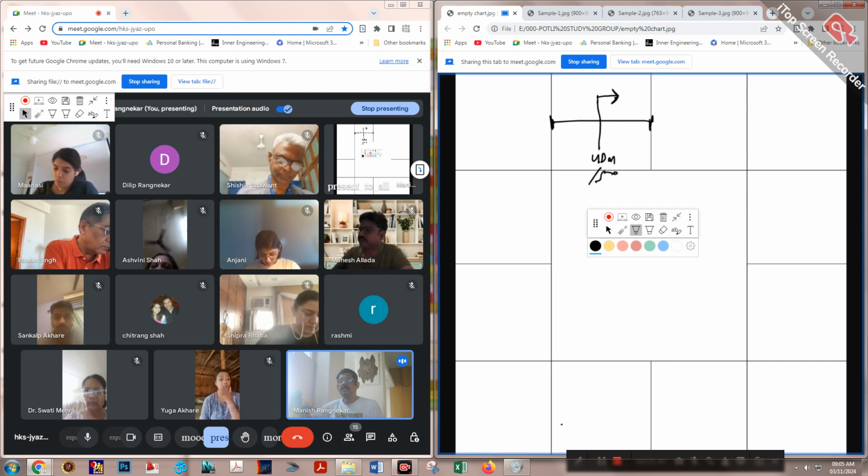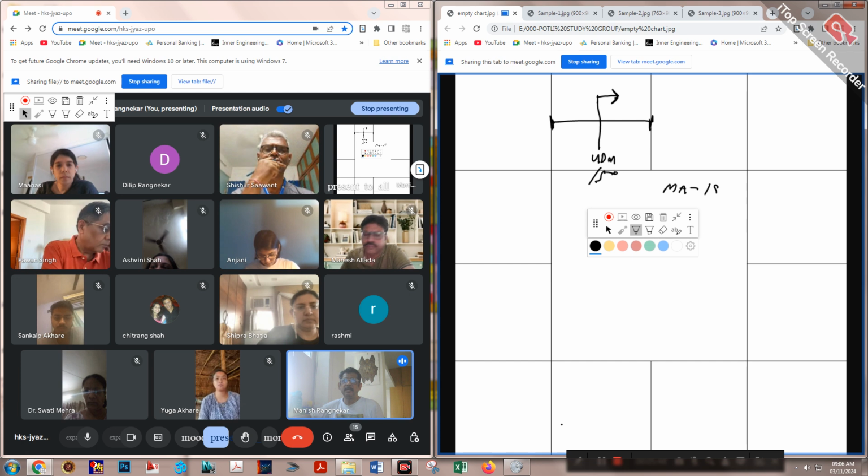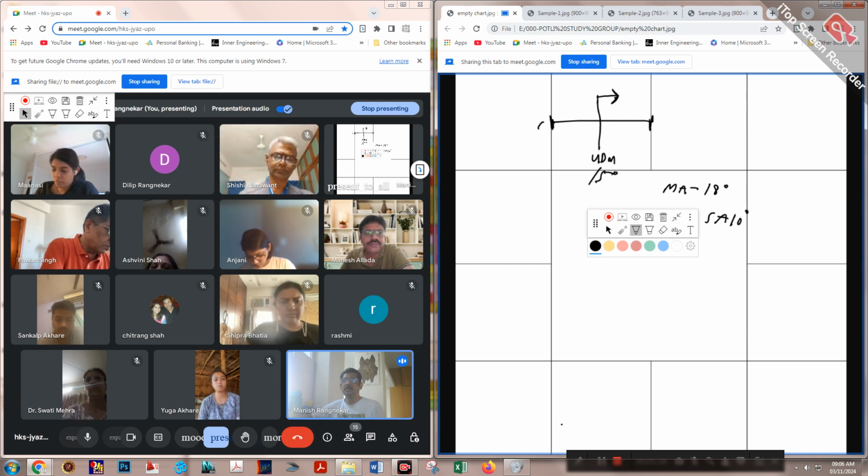Now let us say there is a planet, I am saying Mars is in Aries at 18 degrees, and there is, let us say, Saturn which is at 10 degrees. Okay, we need to identify this. So if this is 0 and this is 30, where would 18 be? It will be ahead of this, so somewhere here, correct?